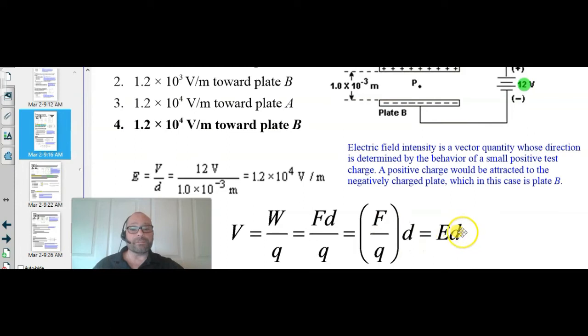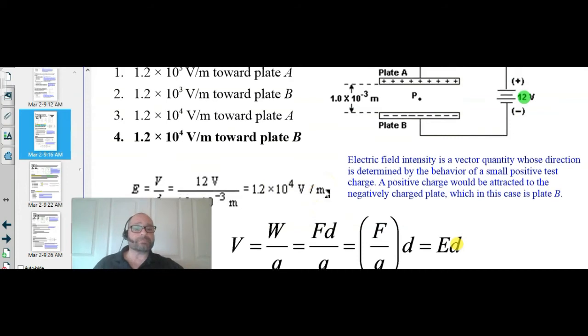So you were given the values for V and D, and you could solve for E by itself. So E equals V divided by D. See, E is here, and it's multiplied by D, and that also equals V potential difference. So dividing this D all the way back to this V, E equals V over D. 12 divided by 1 times 10 to the negative 3 gives you 1.2 times 10 to the 4th volts per meter. So that's another way of expressing the electric field intensity. Instead of newtons per coulomb, you can also see that it's expressed as volts per meter.